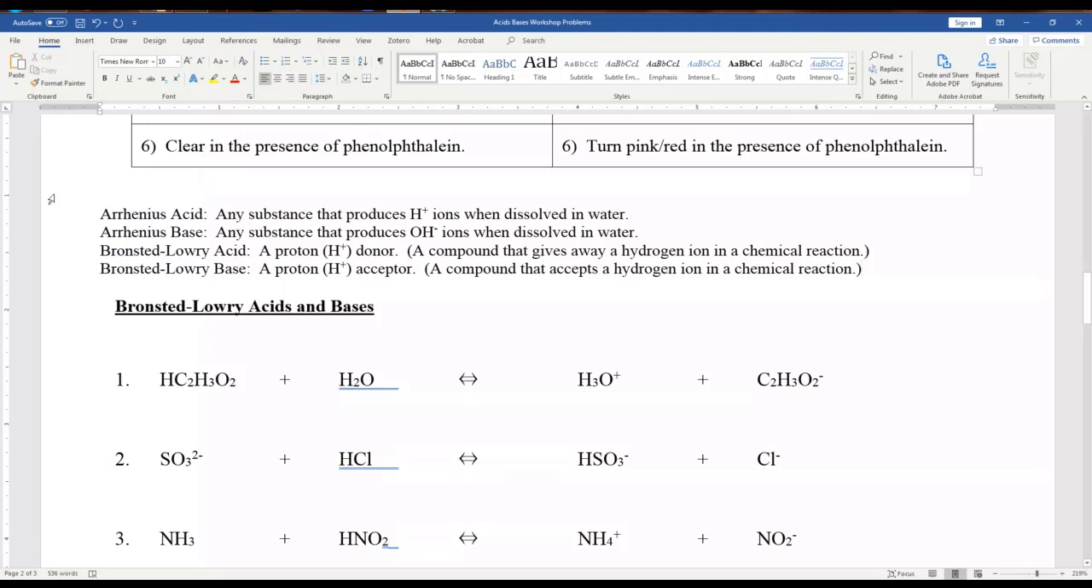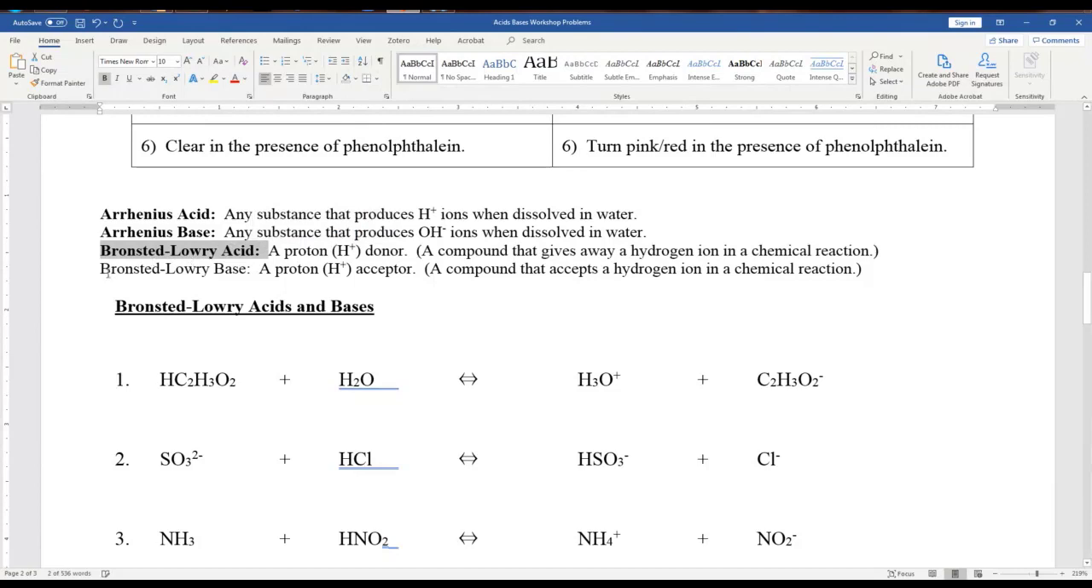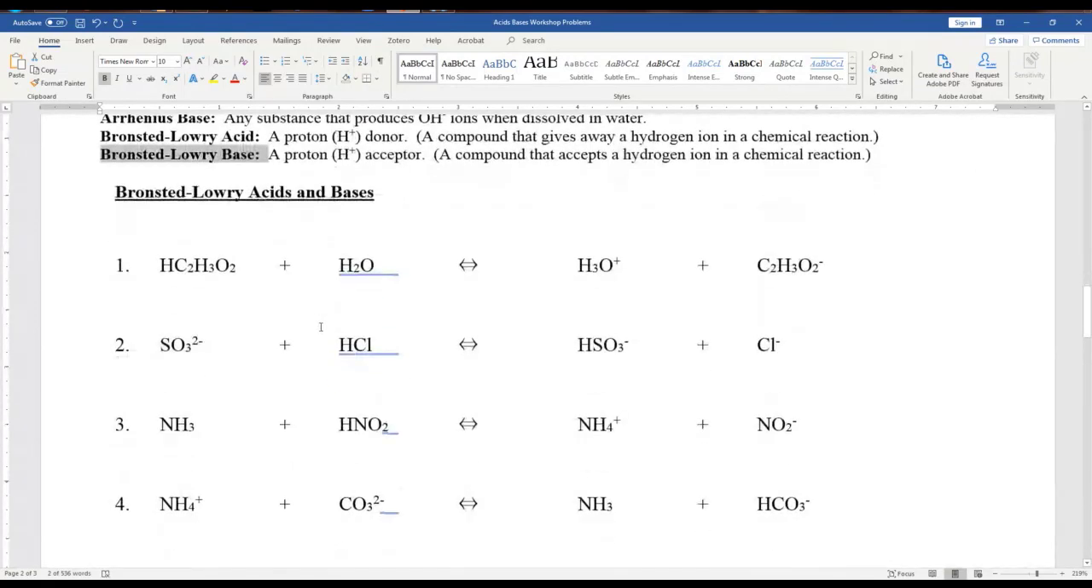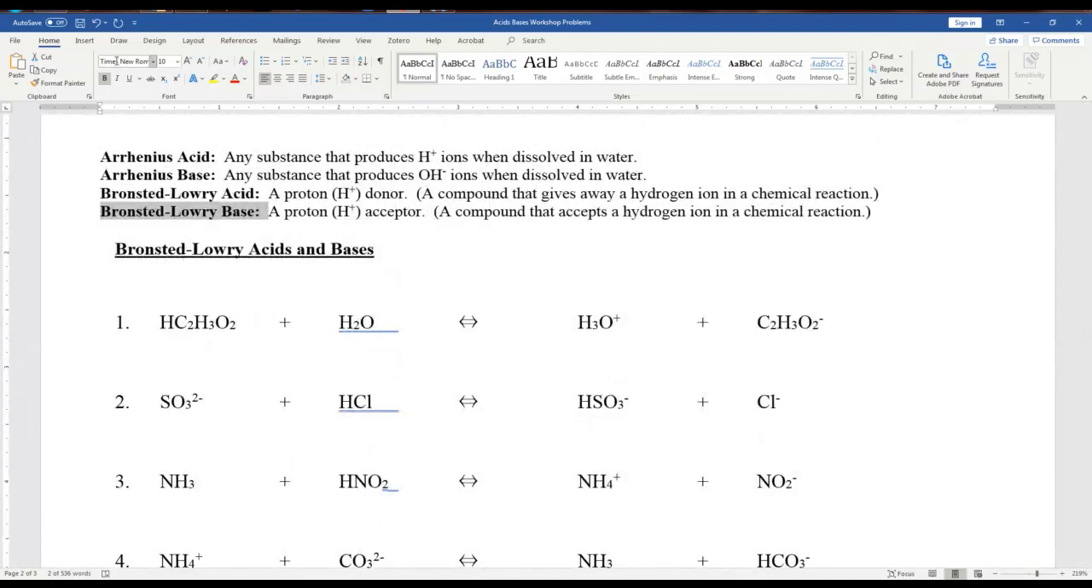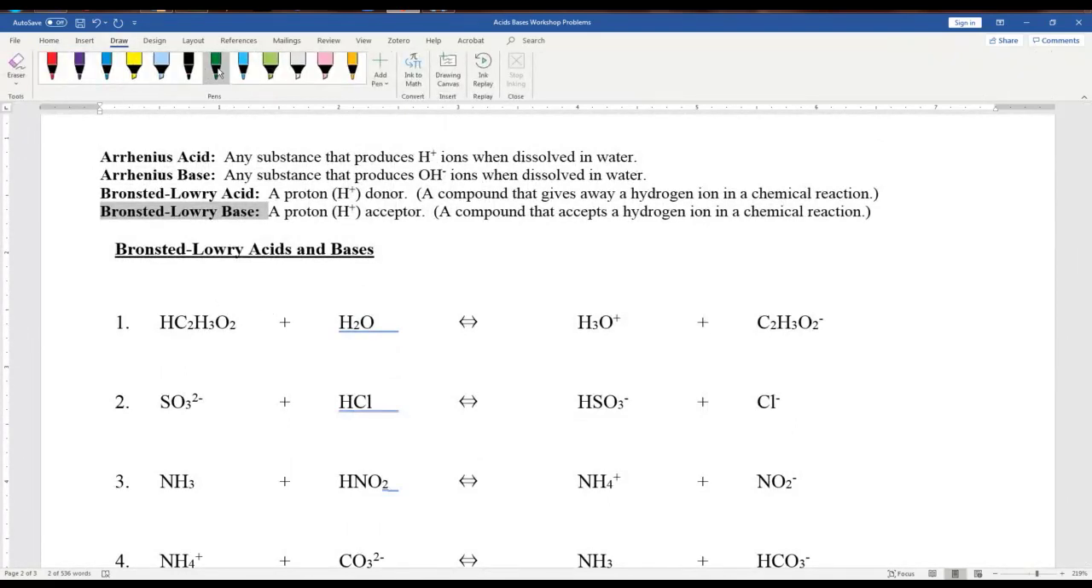So now that we have these definitions, I'm going to bold them, make them look fancy, because I like to be fancy. Don't you like to be fancy? I like to be fancy. Everybody likes to be fancy.